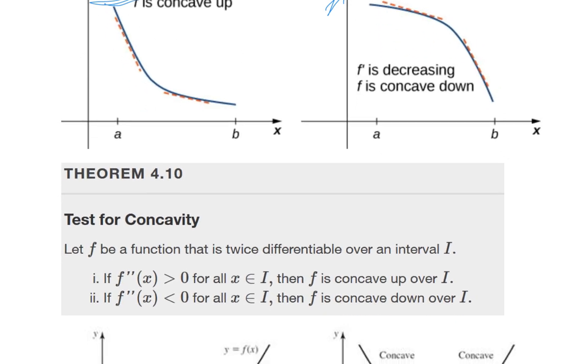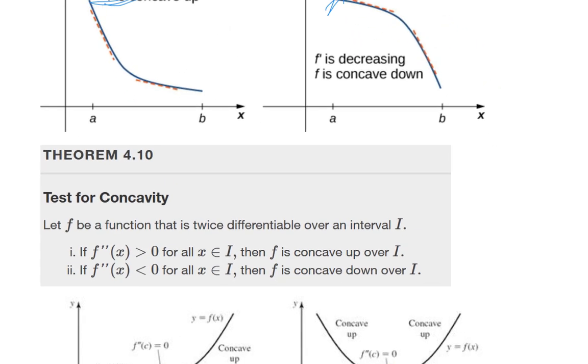So how do we test for concavity? Well, we take the second derivative. This is our test for concavity. We're going to take the second derivative and determine where the second derivative is greater than 0 or less than 0. If the second derivative is greater than 0, then it's concave up. If the second derivative is less than 0, then it is concave down.